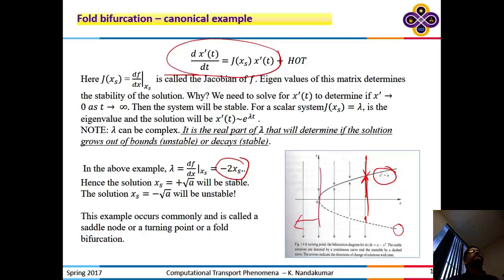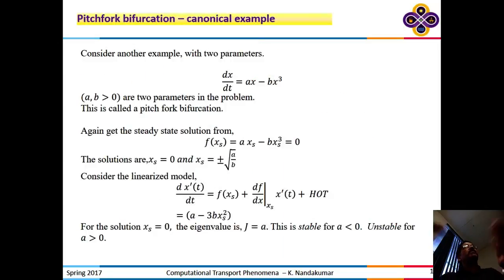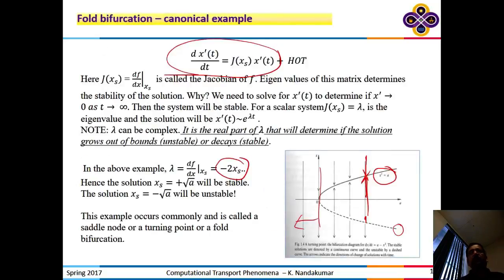Any other questions? Okay, I think we will stop there, and in the next class we will take more complicated dynamical systems and continue the discussion to understand stability, transitions, etc.